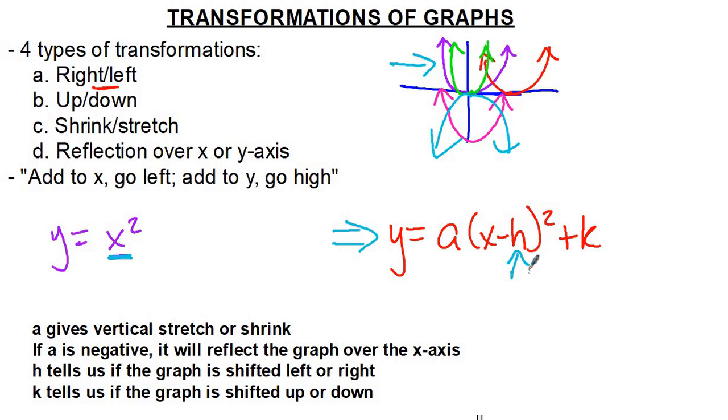So this number right here, the h number, and it tells you right down here, the h number tells us if the graph has been shifted left or right. And the way that you can remember is by this phrase right here: add to x, go left. So here's what I mean by that. If you took this right here and you added to x, you added 1, let's say, that would cause the graph to go left 1.